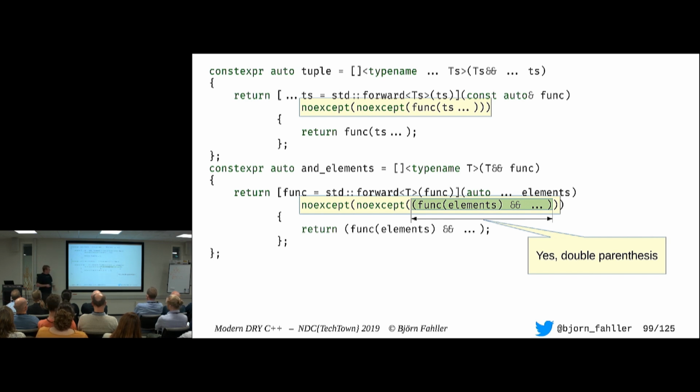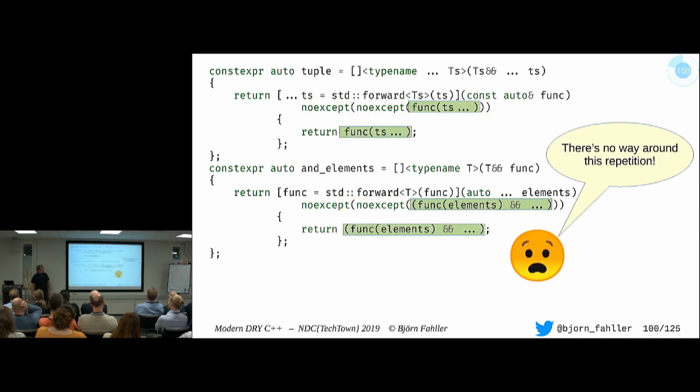And then we have the same thing for the elements. So this means that yes, calling this lambda is guaranteed to not throw any exceptions if calling func of elements, logically ANDed, is guaranteed to not throw. And yes, you do need the double parentheses because the inner noexcept takes a parenthesized expression and the fold expression must be parenthesized. So yeah.